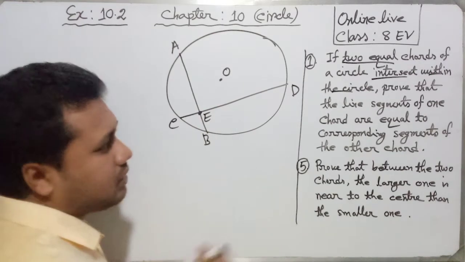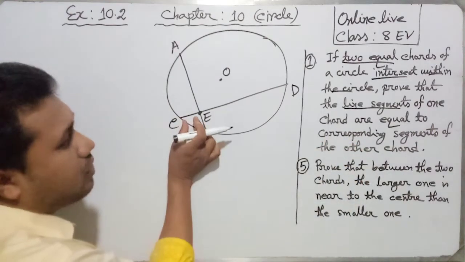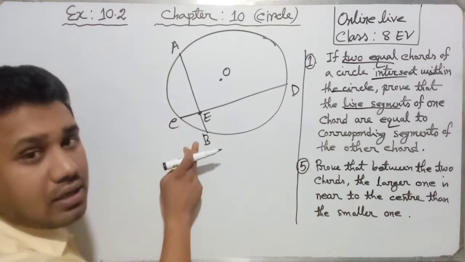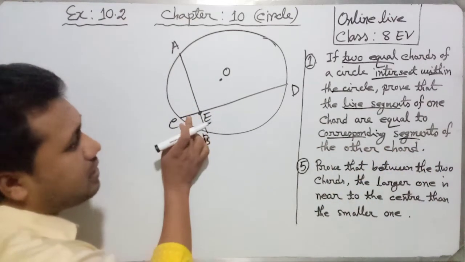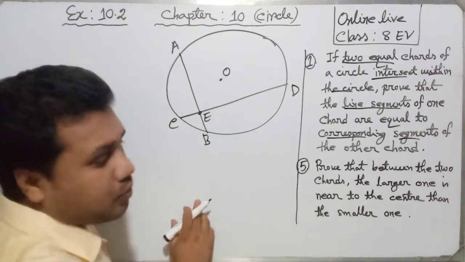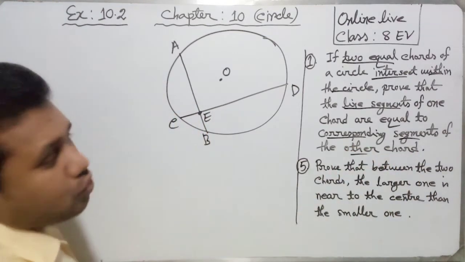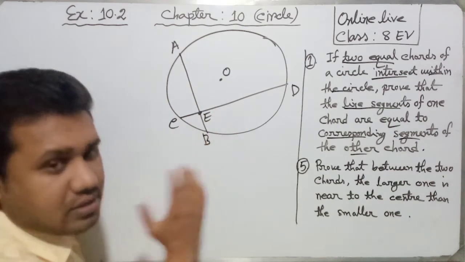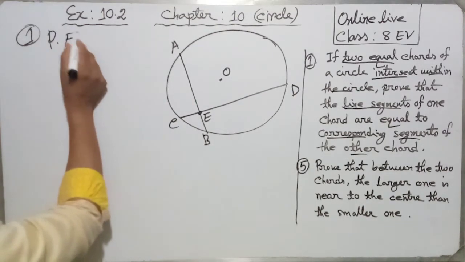Now we have to prove that the line segments of one chord, there are two line segments, CE and ED, and there are two line segments, AE and BE. CE and BE are corresponding, ED and AE are corresponding. We have to prove that these corresponding segments are equal. So we have to prove that AE equals ED and CE equals BE. This is our target. So dear students, now write problem number 1, particular enunciation.